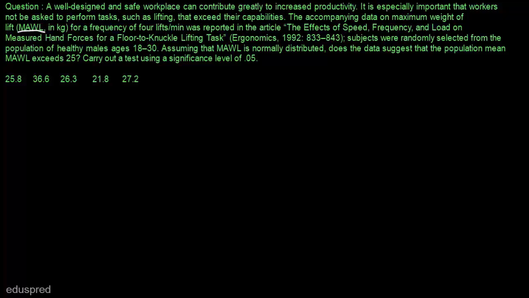So first of all, let's define the null and alternative hypothesis. Note that we are given in the question that we have to check whether the population mean MAWL exceeds 25 or not. So I'm denoting the population mean MAWL by mu, and this is the claim that we have to test, that mu is greater than 25. Now the counter claim is mu less than or equal to 25. So these are the two claims that we have.